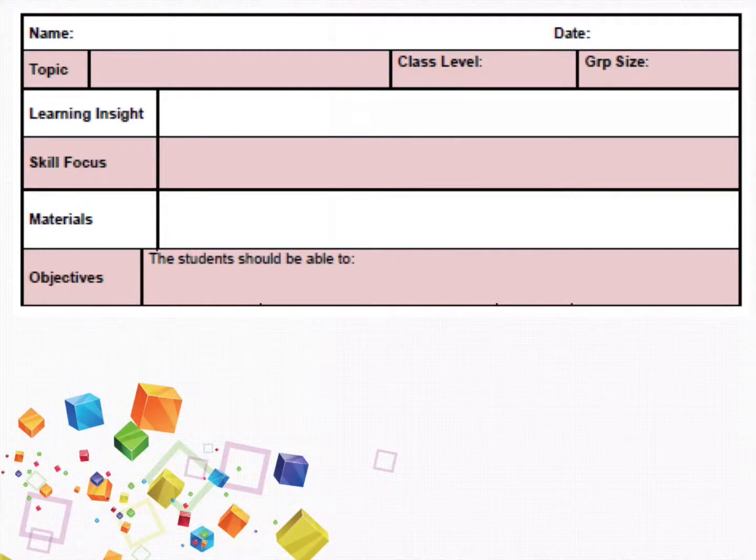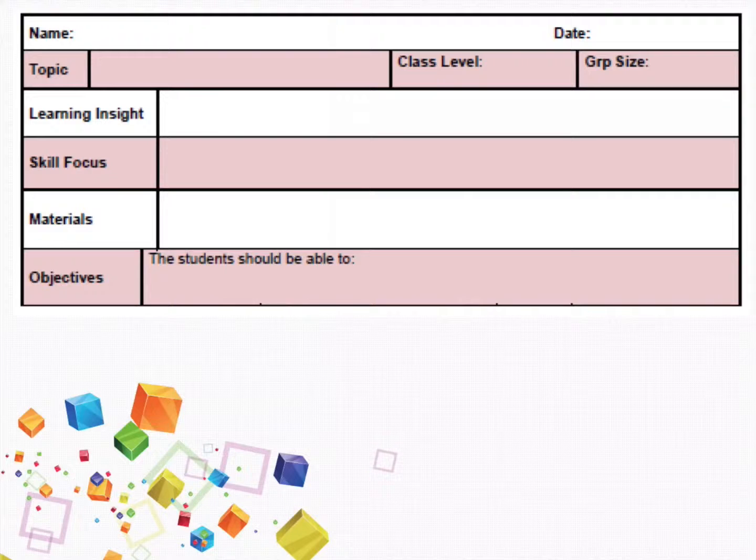Now move to the learning insight. What is that? This is where you are going to write the importance of your lesson. It is where you answer the question, how will this lesson help my student in their daily life? We also have the skill focus. Here is where you are going to write the skills you want to develop for the class. Example would be speaking or vocabulary, writing, and so on.